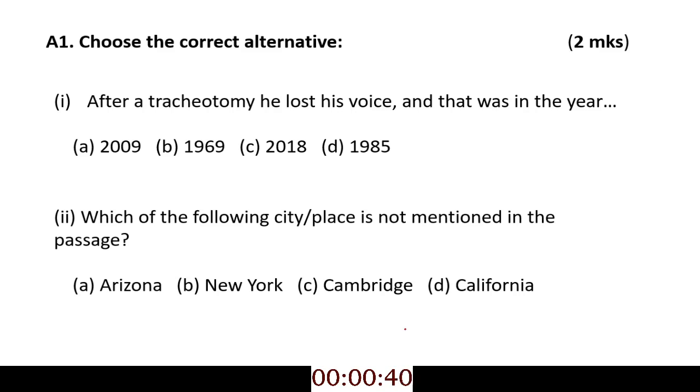Guys, I have corrected it. After a tracheotomy, he lost his voice, and that was in the year, and then you have to choose. Okay, your time is up, and a lot of correction even for me to do. Which of the following cities? It should be the plural. So let me go ahead and do that as well.